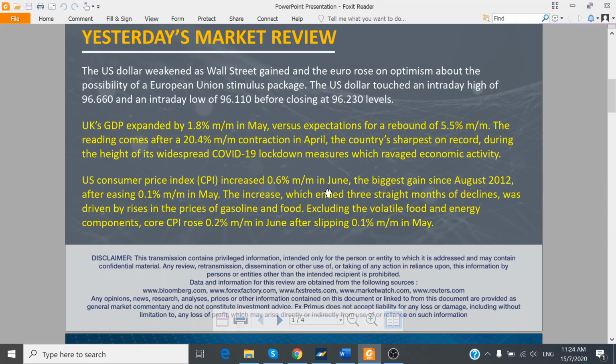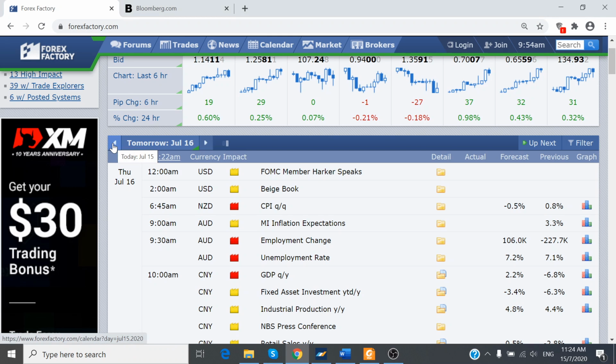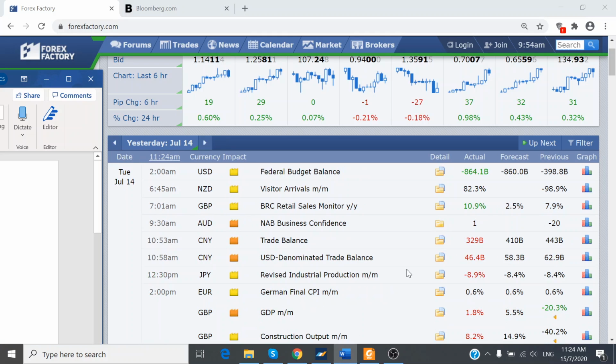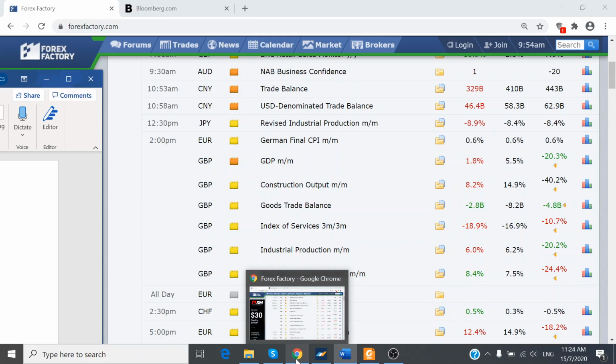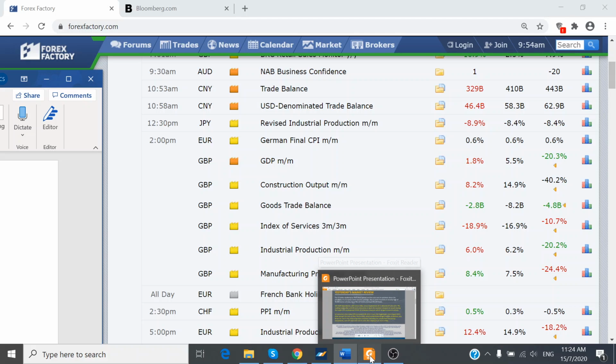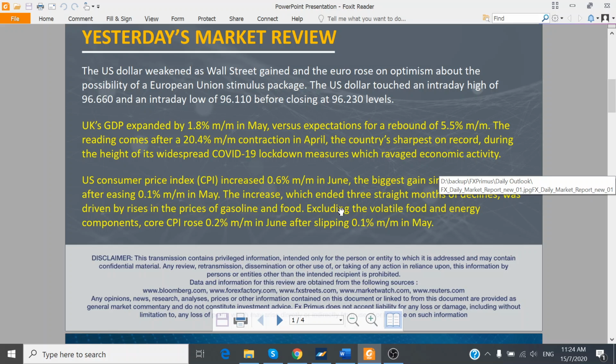And of course, just now we mentioned UK's GDP data came in at positive 1.8%, way below market expectation of positive 5.5%. However, it was still largely better than the negative 20.3% recorded in the previous month. Okay, so again, all the economic data coming out yesterday was mostly below market expectations. So this is an example of mixed economic data which we are seeing for the last 2 weeks.